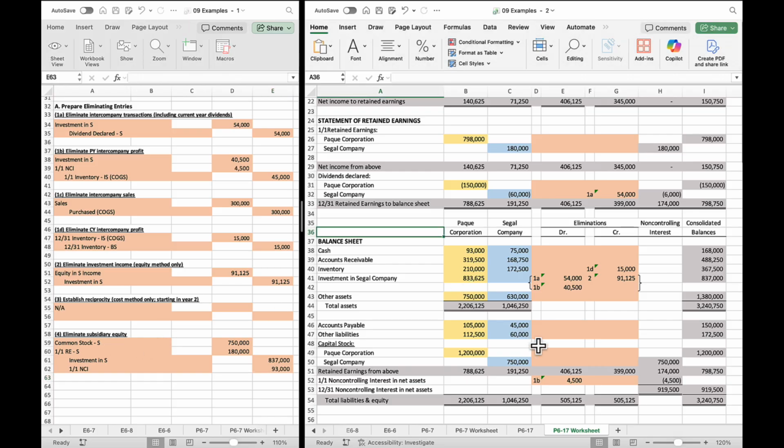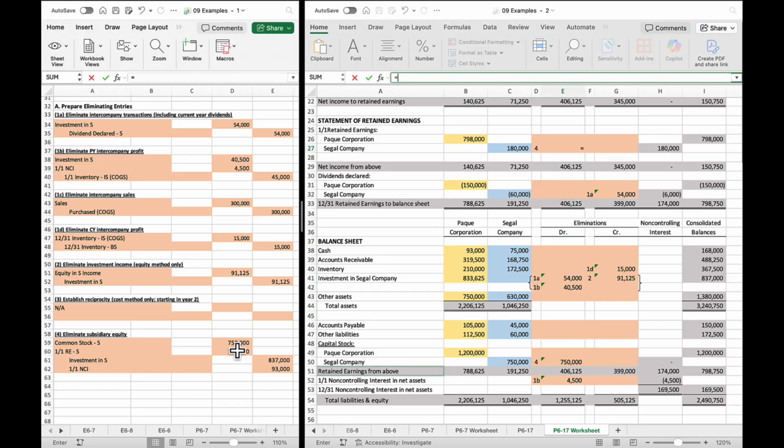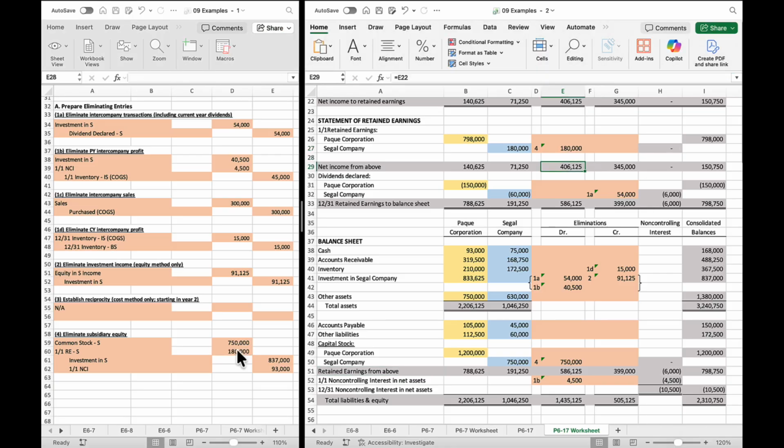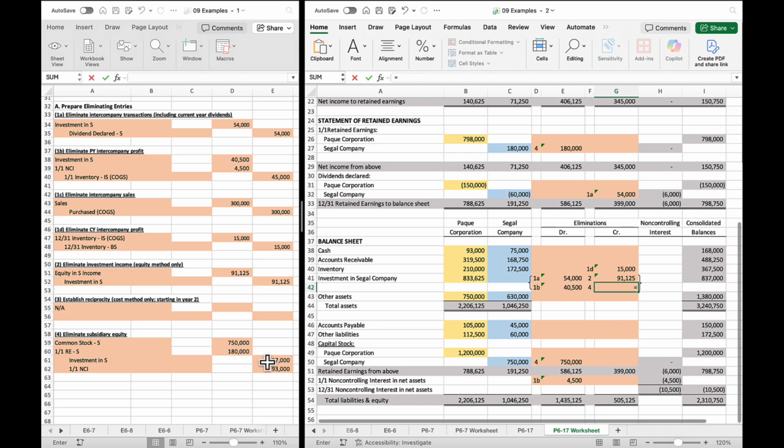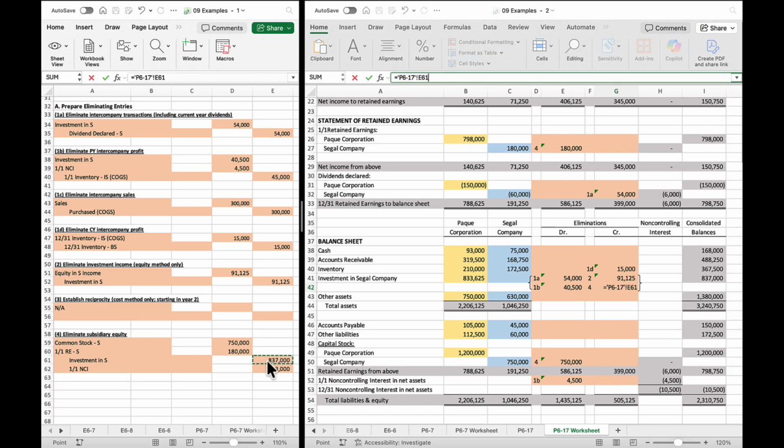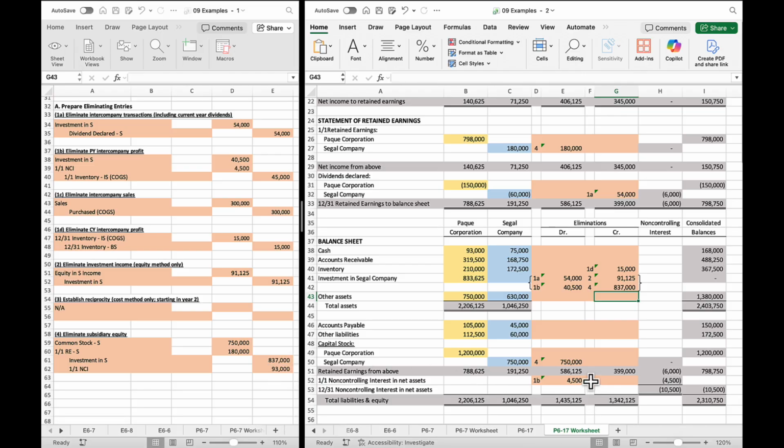So common stock of our subsidiary is on line 50. We're going to debit for $750,000. Then 1-1 retained earnings of our subsidiary is up on line 27. We're going to debit for $180,000. Then we head back down to investment in S. This is our second credit for investment in S. So that's going to be on line 42 for $837,000. And then finally, we're going to credit non-controlling interest on line 52 for $93,000.